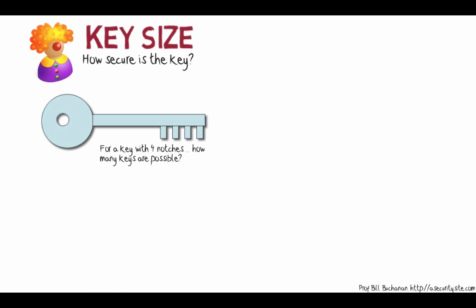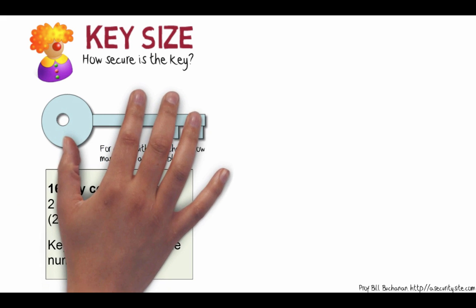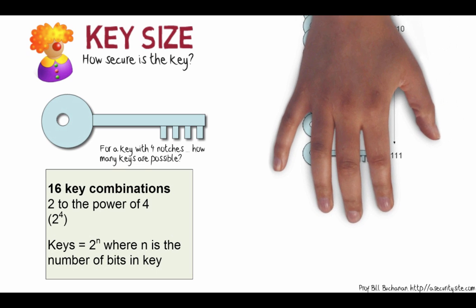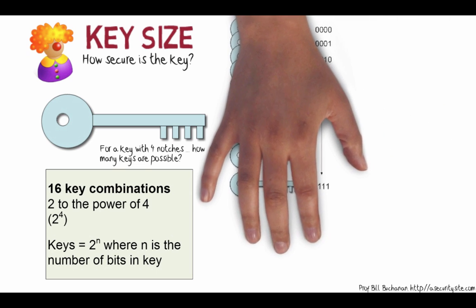Okay, so I'll just give you a minute to think about that. Is it 4? Is it 44? Is it 4 million? Well, it's actually 16, or 2 to the power of 4. 16 different keys. If we have n notches, or n bits, then we have 2 to the power of n keys. And here are our keys being delivered to us. Thank you.